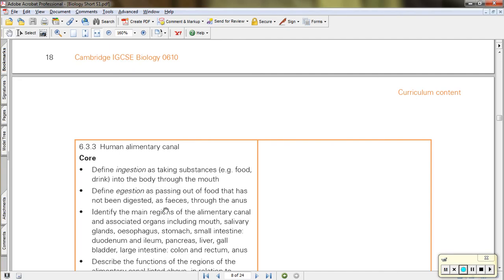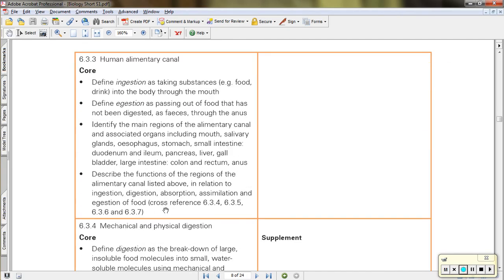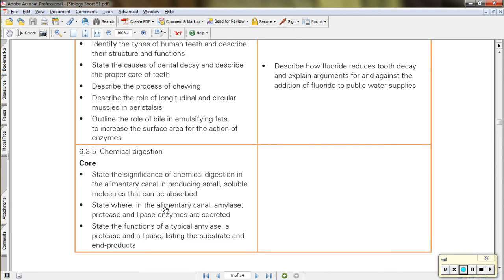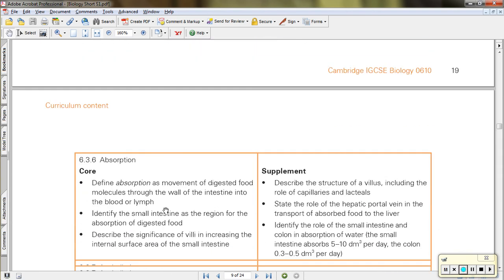Excess carbohydrates, I'm going to check the syllabus to see why I have that there. Blah, blah, blah. Come on, we've got to finish.